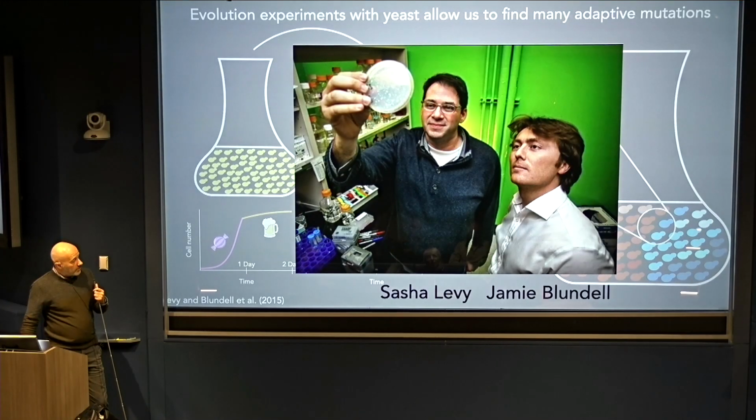So the whole thing was invented by a former postdoc at Stanford in Gavin Sherlock's lab, Sasha Levy, and all of the analytical work was done by Jamie. I found this picture of them yesterday. They're two great scientists being absolutely terrible at pretending to be scientists. So I love that.